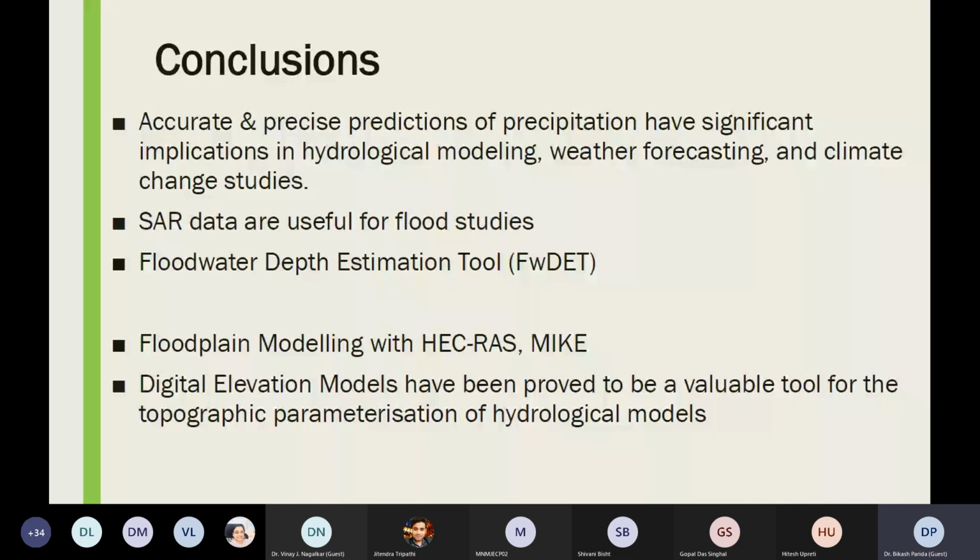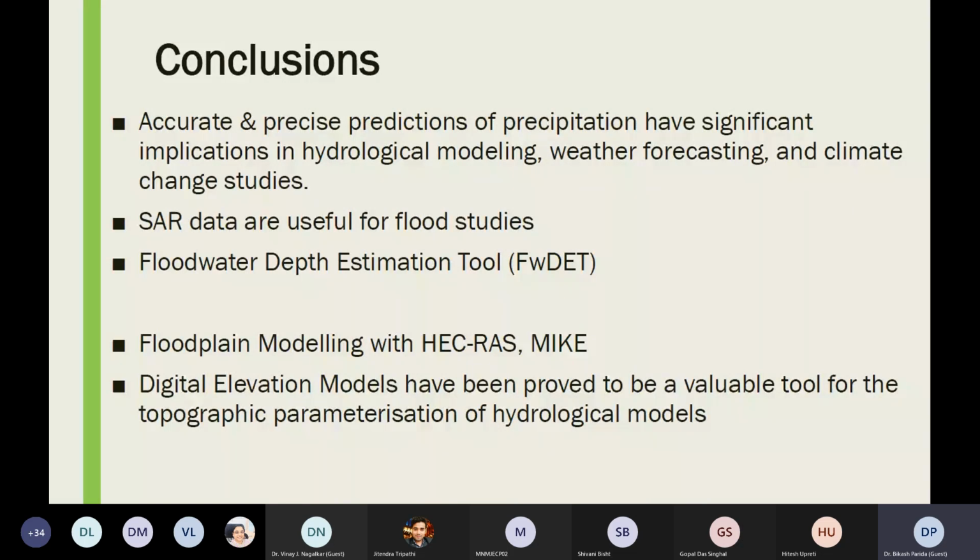Now the conclusions, to give you a little bit on whatever we have concluded so far. SAR data is most useful, at least the VV polarization, for flood studies, and for flood depth estimation one can use different tools. This is one of the tools, FWDET, and there are also several other satellite based tools available that one can use. I'll show you one paper where a lot of literature is given to calculate the flood water depth using other methods, meaning other models or tools.